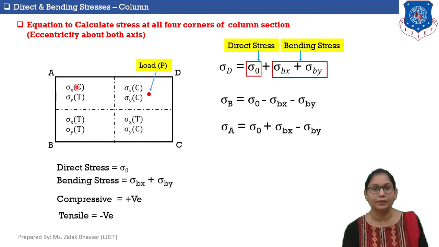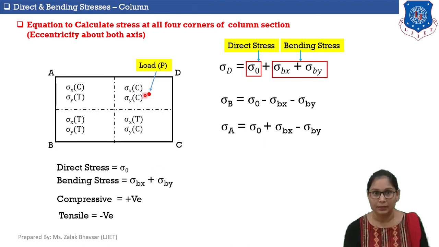For corner A, we need to consider the second quadrant. So stress at corner A is equal to sigma 0 plus sigma bx minus sigma by. Again, we need to push this load point. By pushing this load point, you can observe that the x-axis of the second quadrant will be compressed. So in the x direction of the second quadrant, compressive stresses will be generated. That's why I am taking sigma bx for corner A as positive.